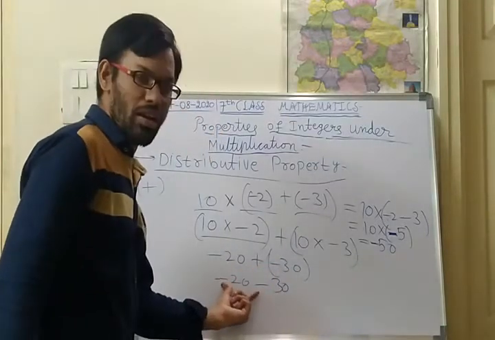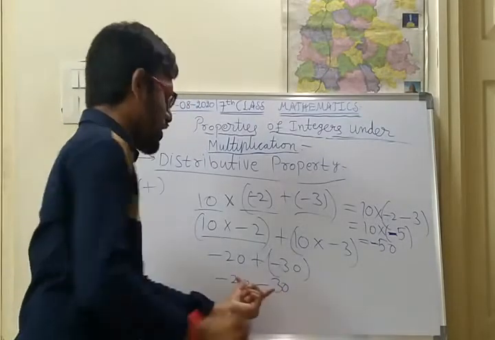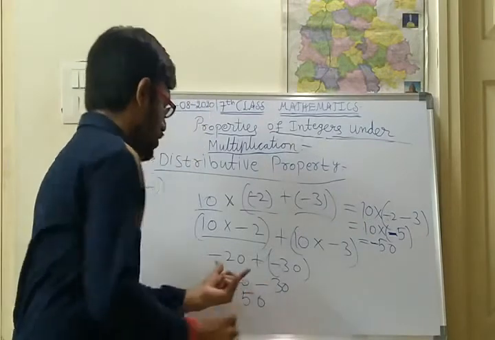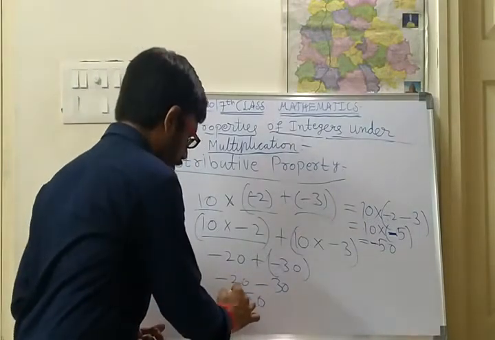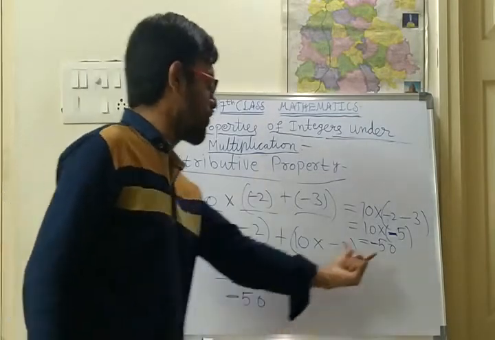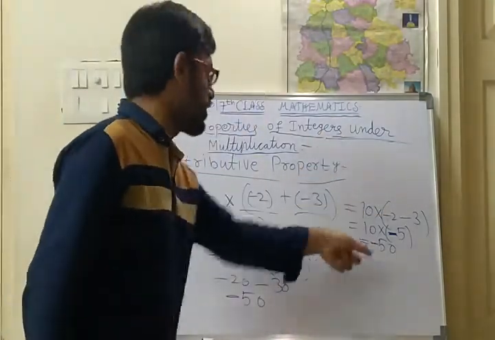So both are negative symbols, so add these two numbers. 30 plus 20 is 50. Both are negative symbols, so you keep that symbol only. So what is the symbol? Minus 50. So minus 50, minus 50. So both the results are same.